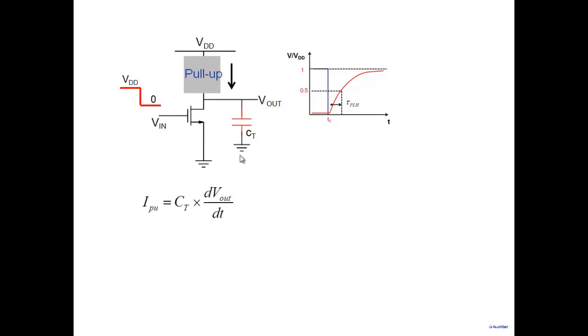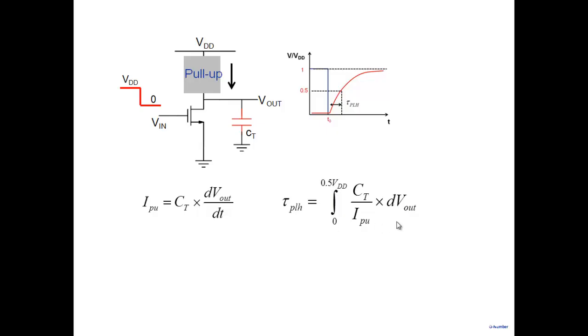This current starts charging the capacitor. So what we have is the pull-up current, I_PU, equal to C_T dV_out by dt, because this is off. And therefore, in general, tau p LH equals, taking dt on the other side, C_T by I_PU, integrated. By definition, tau p LH is from 0 to 0.5 VDD.